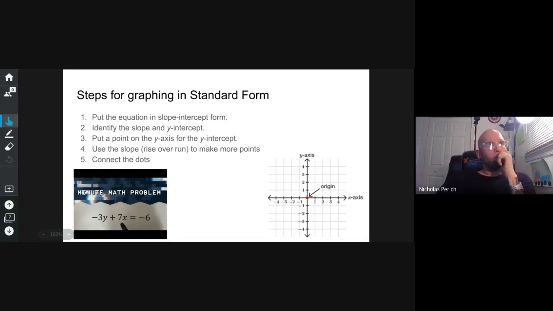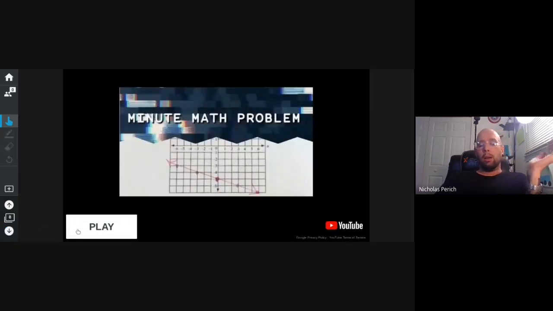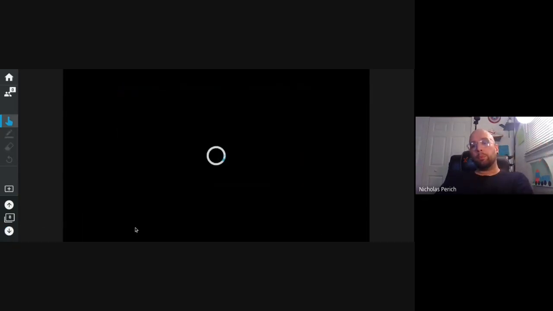Okay, so how do we graph an equation in standard form? Well, the exact same way we would graph an equation in regular form. It's just in this case, we have to turn it into regular form first. So step number 1 is put the equation in slope-intercept form, identify the slope and y-intercept, put a point on the y-axis for the y-intercept, use the slope to make more points, and connect the dots. Let's watch a quick video to review that process, at least the process of just taking an equation in slope-intercept form and graphing that.